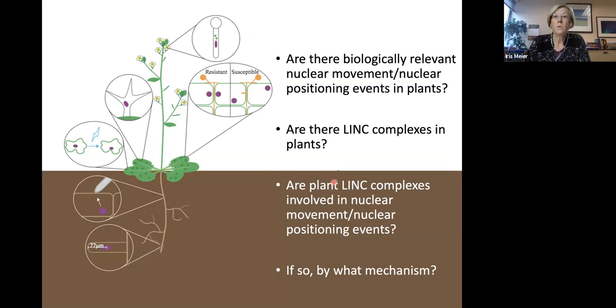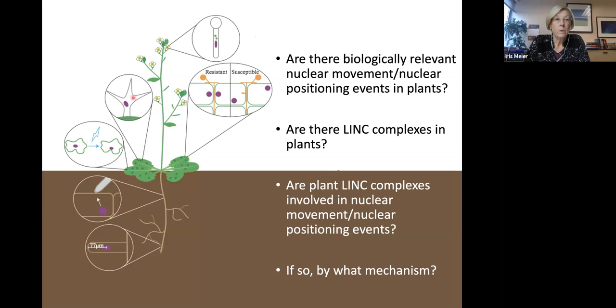So the answer to the first question is already obvious from the literature. Yes, there is a number of these events. So also nuclear shape changes, which I don't even indicate in this slide. So nuclear movement, one of the most fascinating nuclear movements probably of any organism, or at least the most long distance, is the movement of the vegetative nucleus of the pollen tube through the entire elongating pollen tube, remaining close to the tip, to the site of fertilization.